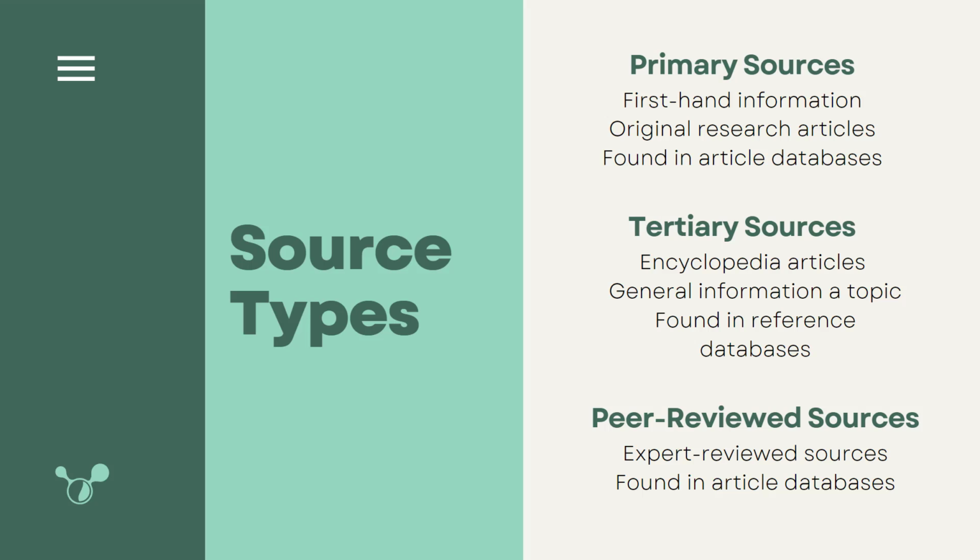The second source type is a tertiary source, which compiles other sources. One example is an encyclopedia entry, which has general information on a topic. These sources are found in reference databases. Finally, peer-reviewed sources are reviewed by experts before they are published. These sources are also found in article databases.